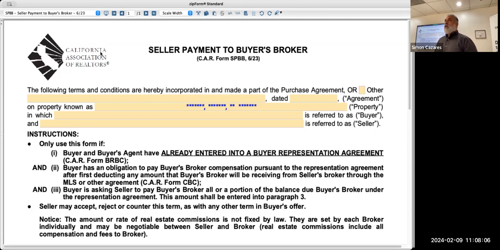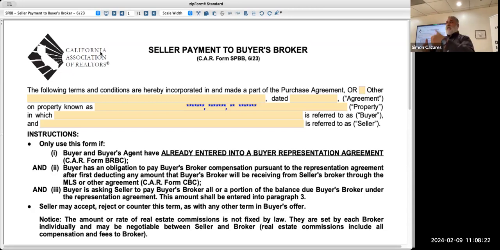It's called the cooperating compensation agreement. Yeah, cooperating compensation agreement, and it's broken down into sections, and I'll touch a little bit on that as well.